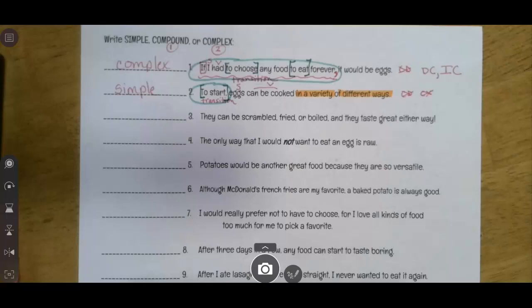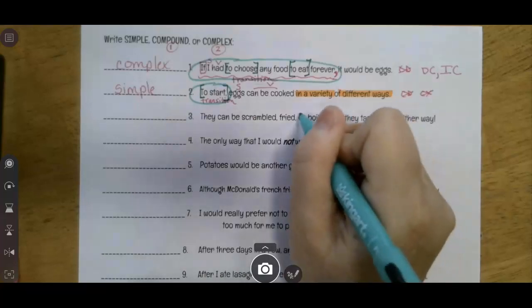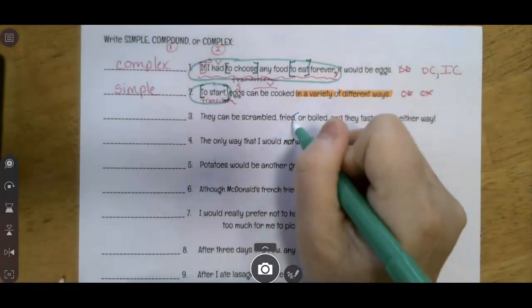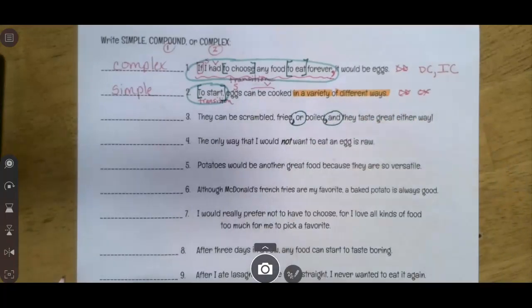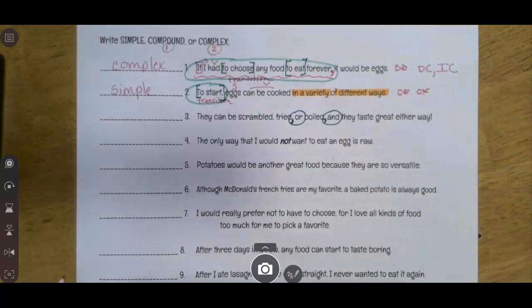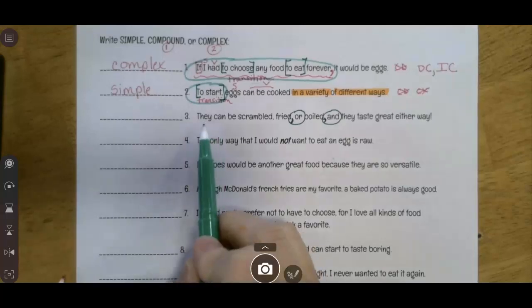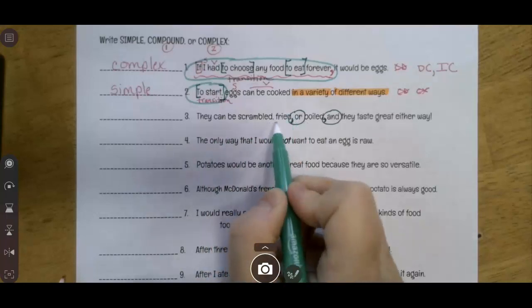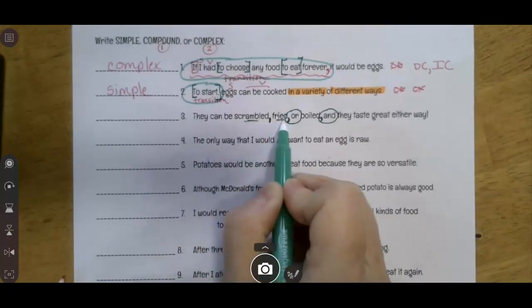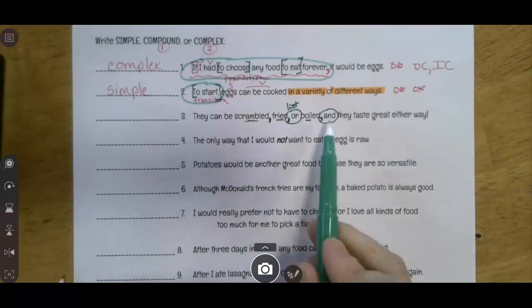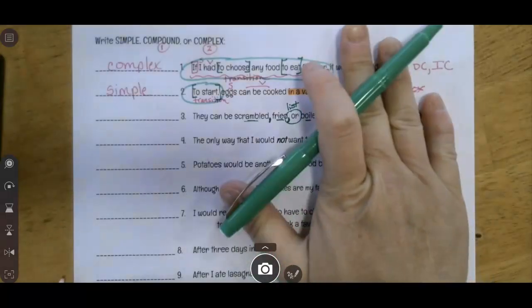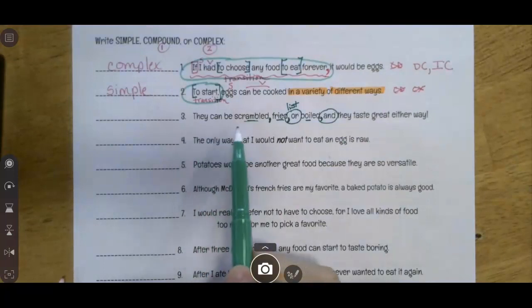I do not see any phrases there, but I actually see 2 coordinating conjunctions, and they both have a comma in front of them. So I've got to read this a little bit more carefully and think about which comma is, or are both of them compound sentences, or are they part of a list? They can be scrambled, fried, or boiled. Well, I see another comma here. That makes me think that this comma or is being used as a list. So if I go back and think of this as a conjunction for a compound sentence, I'm going to look on this side. They can be.